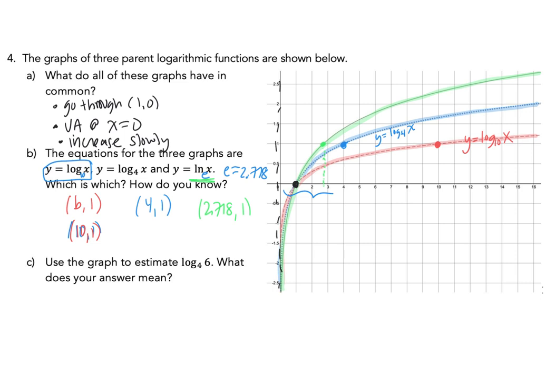You also might notice something about the turn through (1, 0). This is a base of 10, this is a base of 4, this is a base of 2.718. So the larger the base on the logarithm, the tighter the turn and the slower those values increase. It's easier to say the larger the base, the tighter the turn.